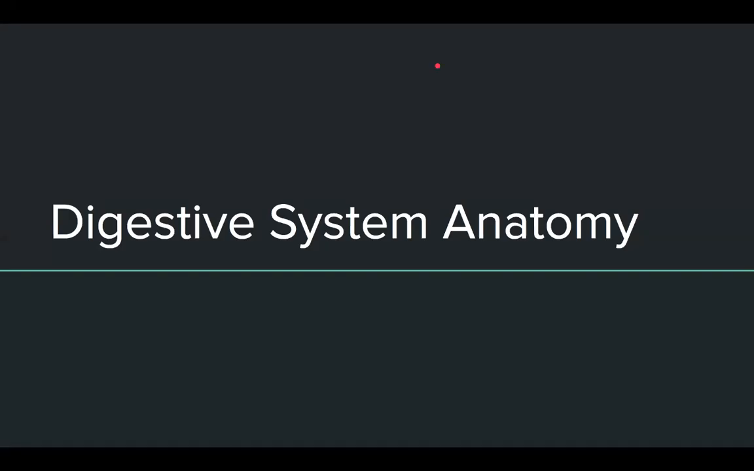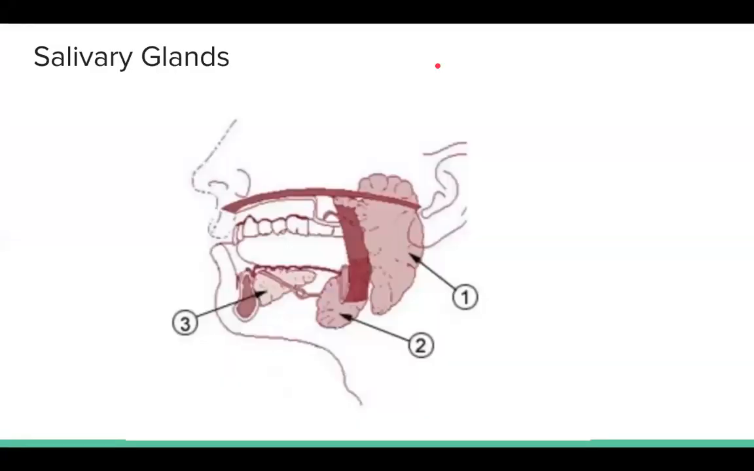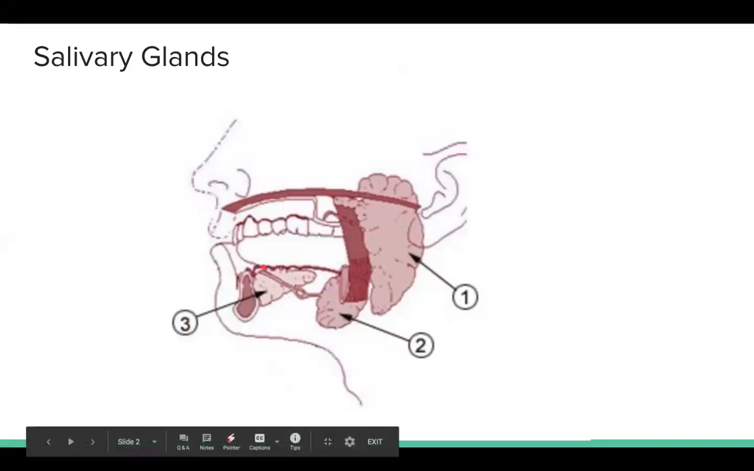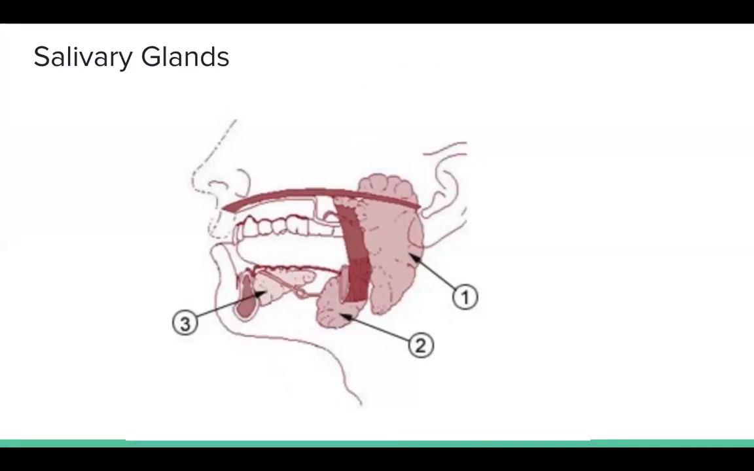So this is an overview of important anatomical structures within the digestive system. Once food enters your mouth, it starts the digestive process. The salivary glands in your mouth are necessary to function in the initial stages of digestion by secreting saliva to lubricate and start to break down the food.